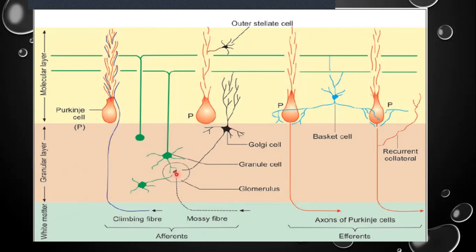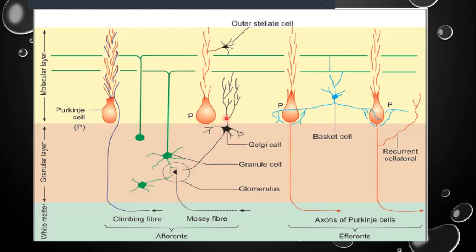This is the terminal expansion of the mossy fiber, the rosette. Then within the rosette it will synapse with the dendrite of the granule cell. Then the granule cell will send its axon, which will bifurcate within the molecular layer and synapse with the dendrites of the Purkinje cell. Also, here you can see the axon of the Golgi cell, which will synapse with the rosette here.